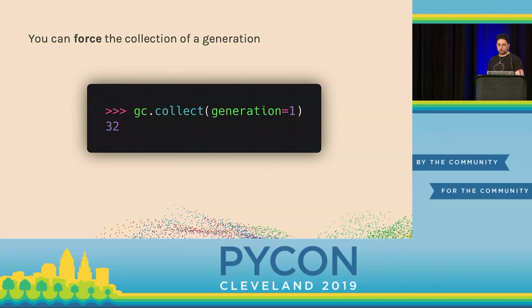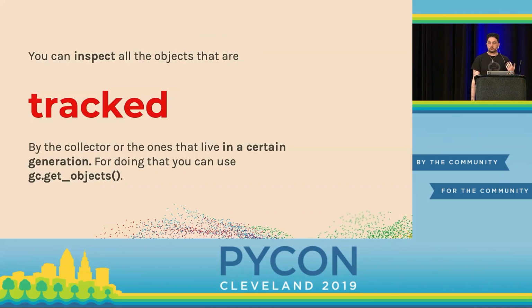There is this function called gc.collect, and it receives a parameter which is the generation. So you can make a run on a particular generation if you want. If you don't provide any parameter, it will run on the latest generation, and it will promote everything up. You can also inspect all the objects that are tracked by the garbage collector. This is sort of, give me all the objects that are alive in the Python program. Of course, this is not all the objects, because all the objects that are not tracked by the GC will not appear here. But this is still a bunch of them.